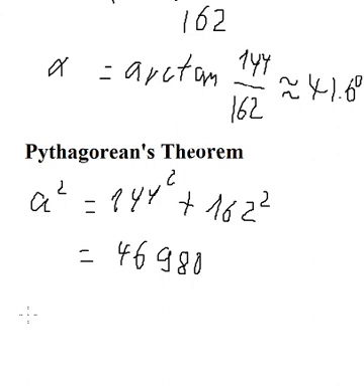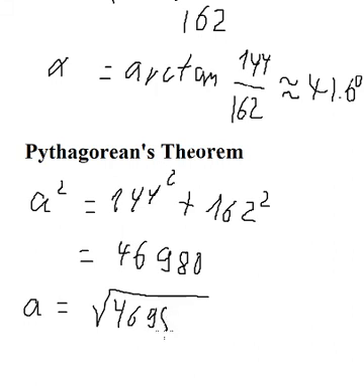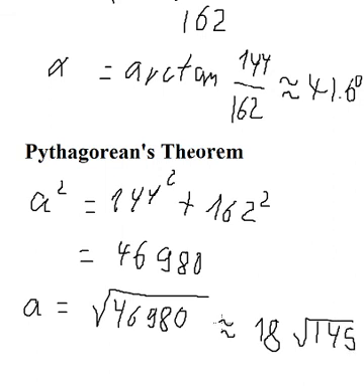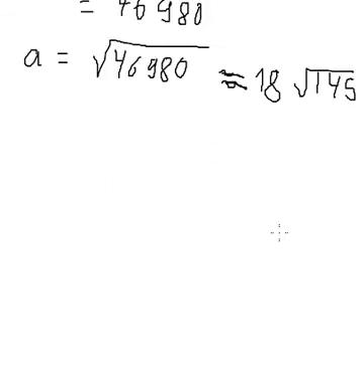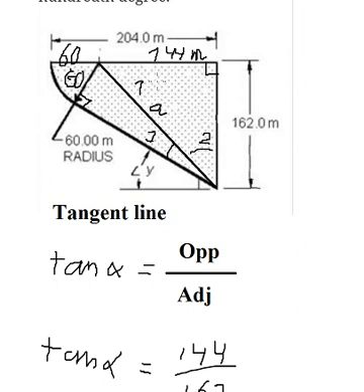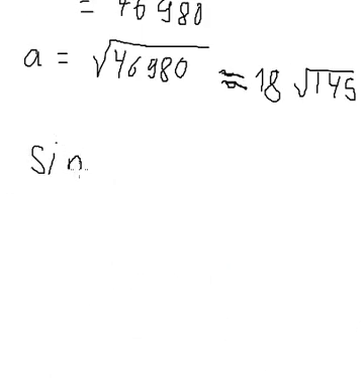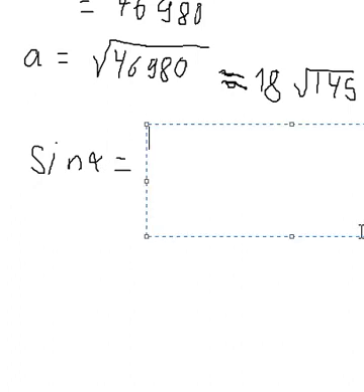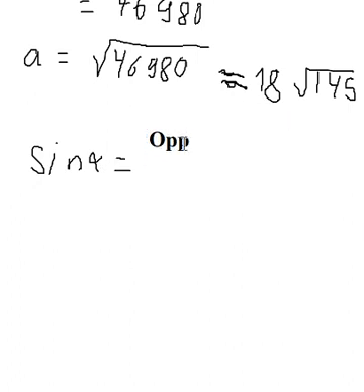So we take the square root of both sides. So this one approximates to 18 times the square root of 145. So this is equal in here. After we got this number in here, we can use sine alpha equals opposite over hypotenuse.